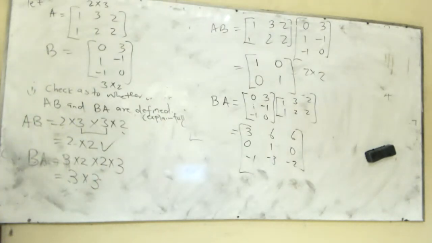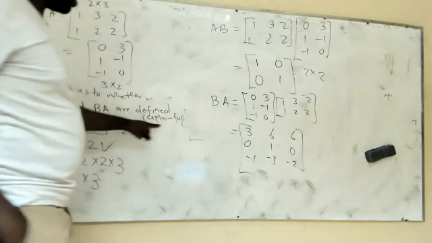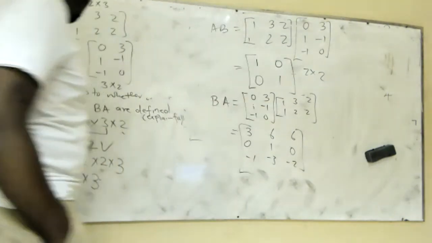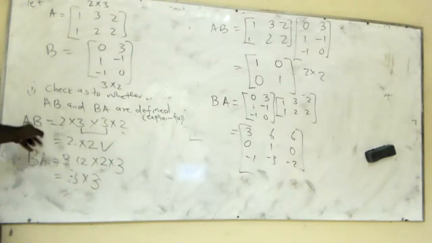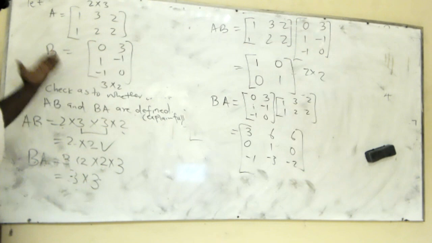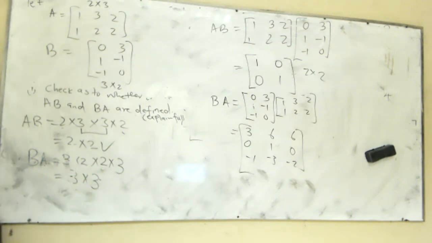Okay. Yes, so that's how we prove. We show, because the question says explain fully. This is the explanation we have given, but the solution that they wanted is this. The size of AB is 2 by 2. The size of BA is 3 by 3. Therefore, the size of this matrix, they are defined.